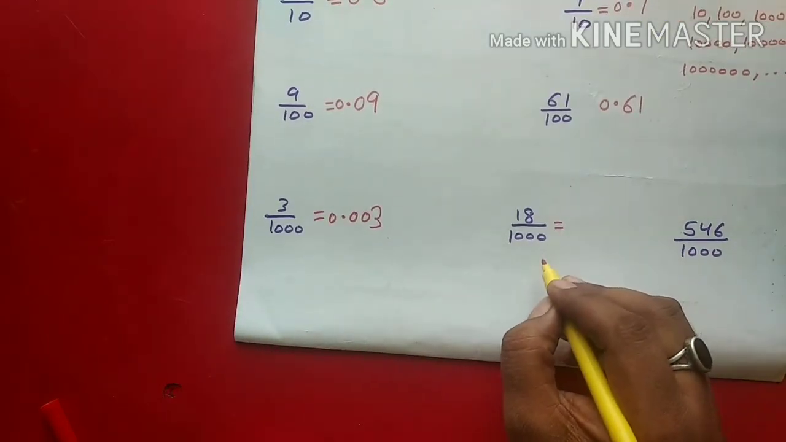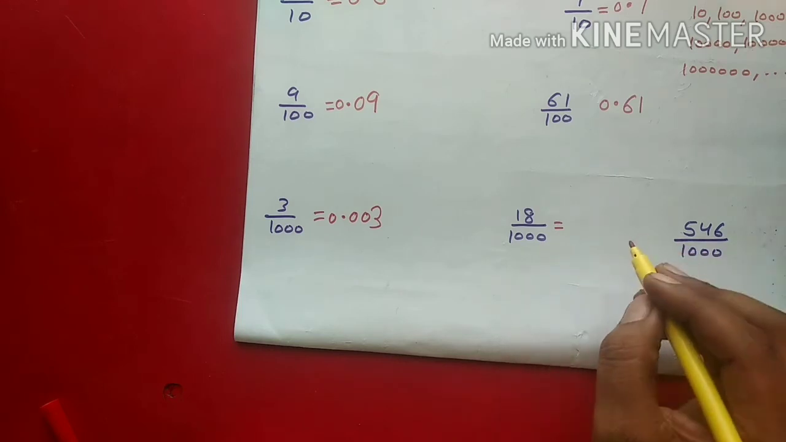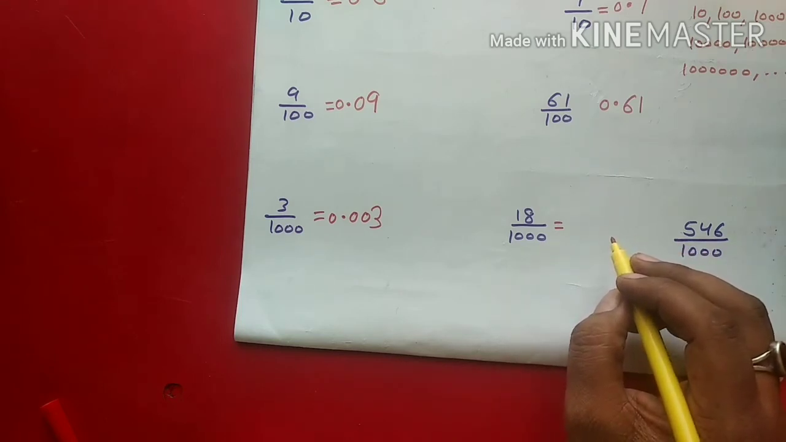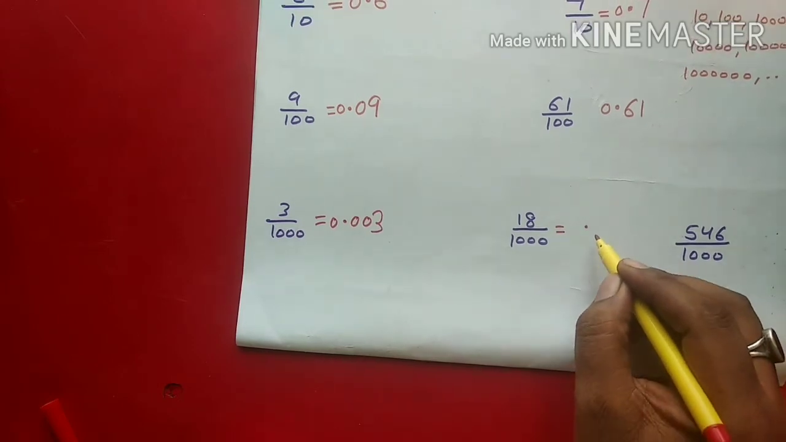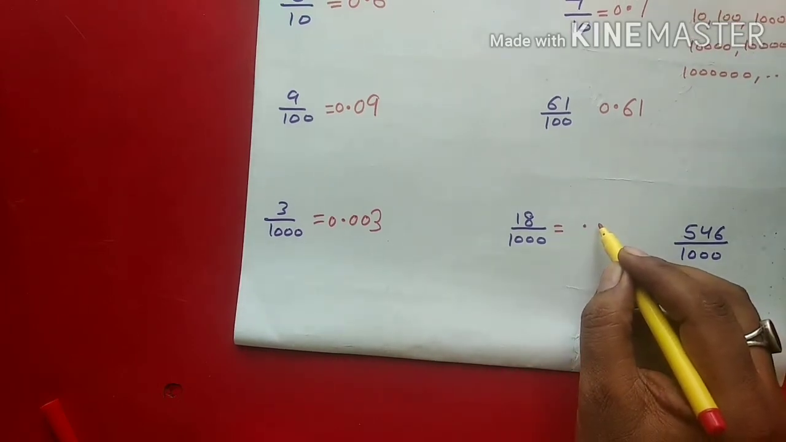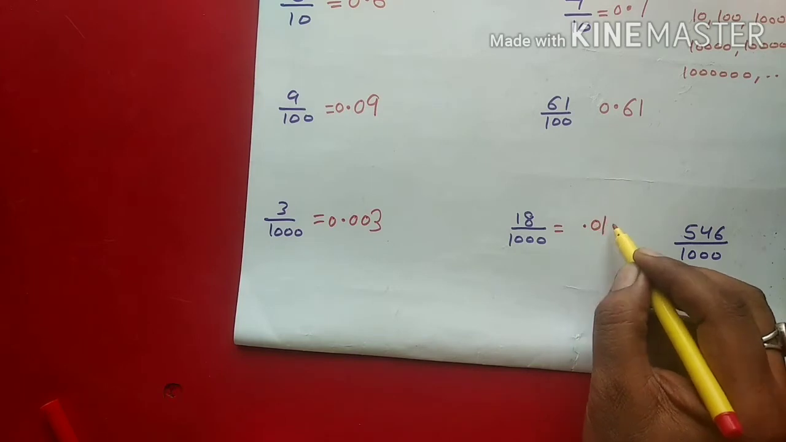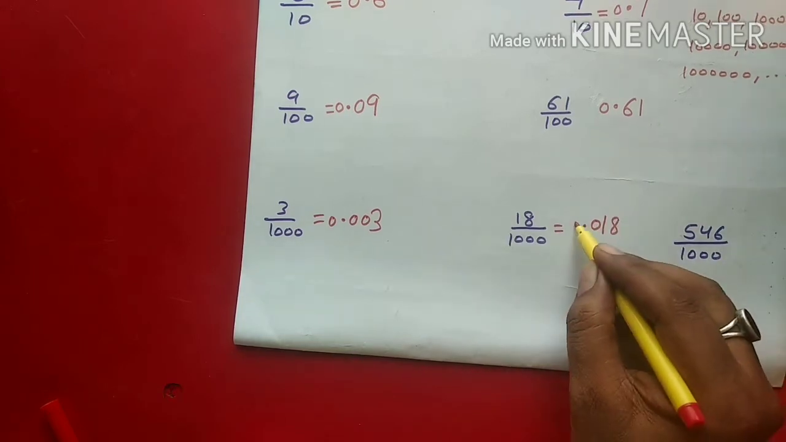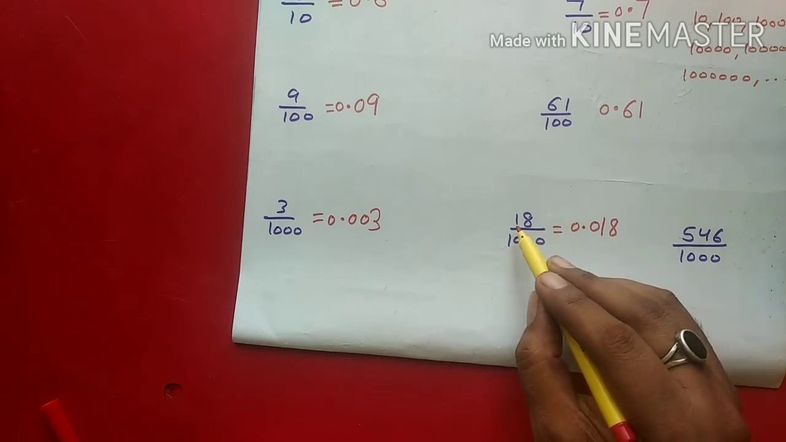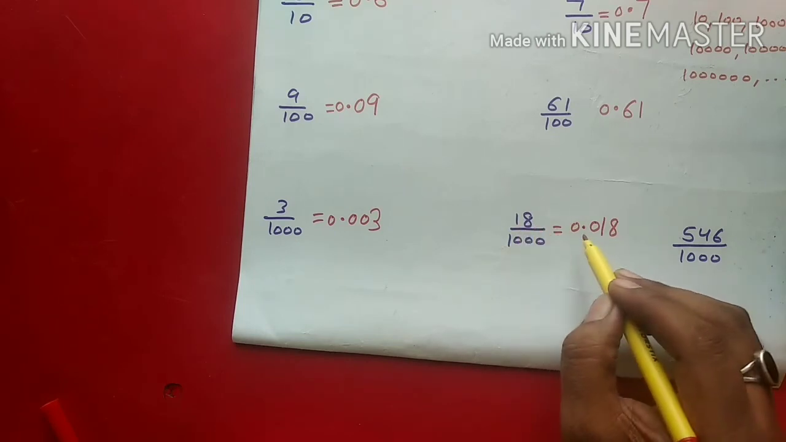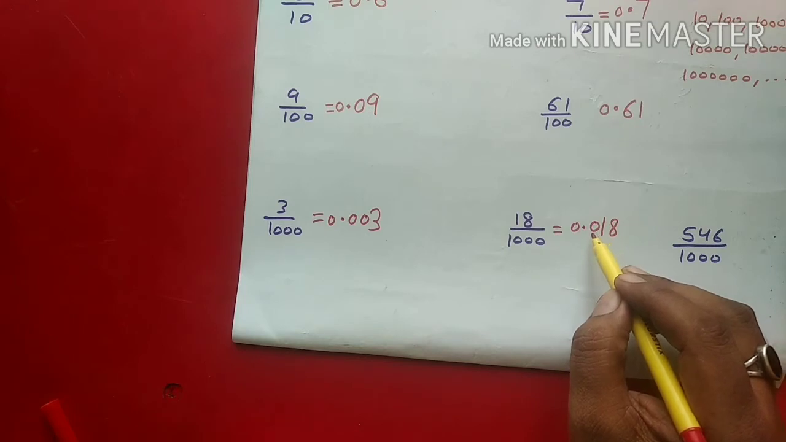Here are 3 zeros in the denominator, so you will have to make 3 digits after the decimal. So you will write the decimal, and after that you will write 0, 1 and 8. Okay, now in this way you can think to write your answer, because there were 2 digits only, so you need to write 1 0 after the decimal.